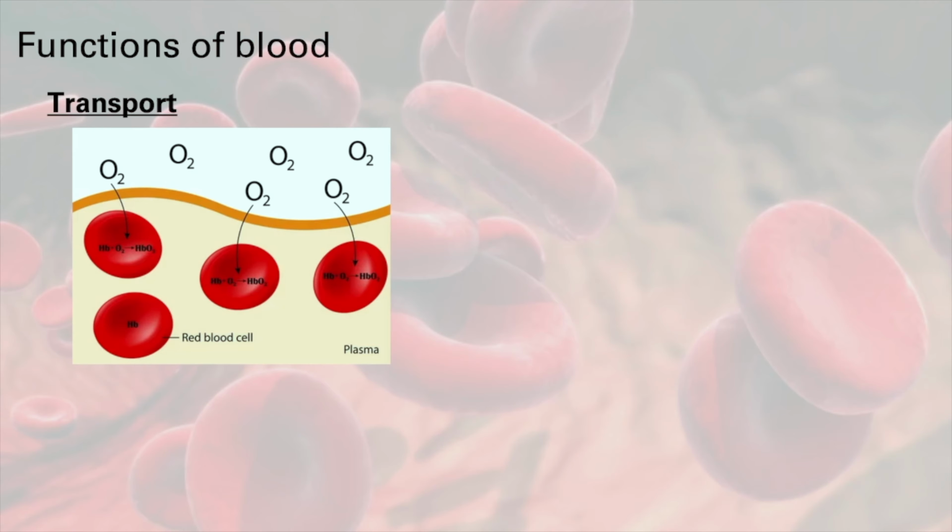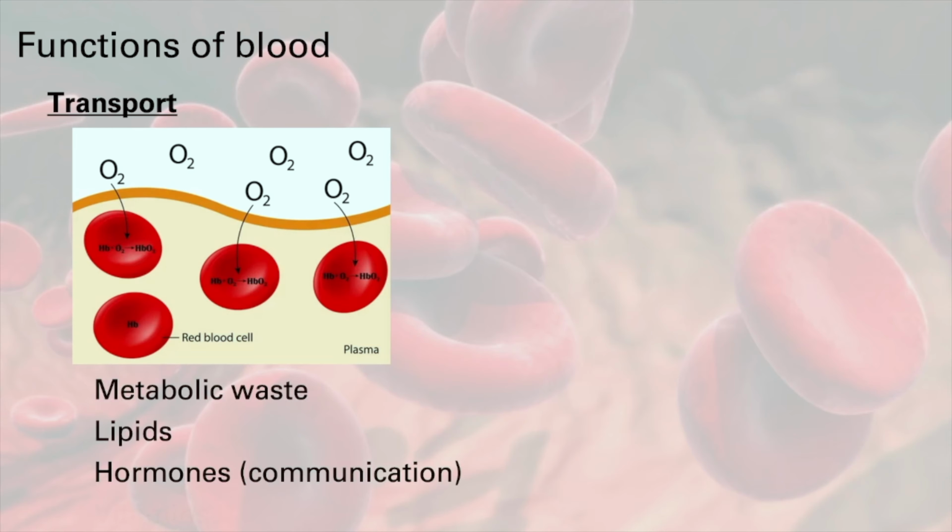What about the functions of blood? Well, the obvious one that most people would think of first is as a transport mechanism for oxygen. But it also transports waste products of cellular metabolism, for example carbon dioxide or urea. It allows for the movement of lipids, as well as hormones and other cellular communication proteins, whilst distributing soluble nutrients like vitamins and glucose around the body.